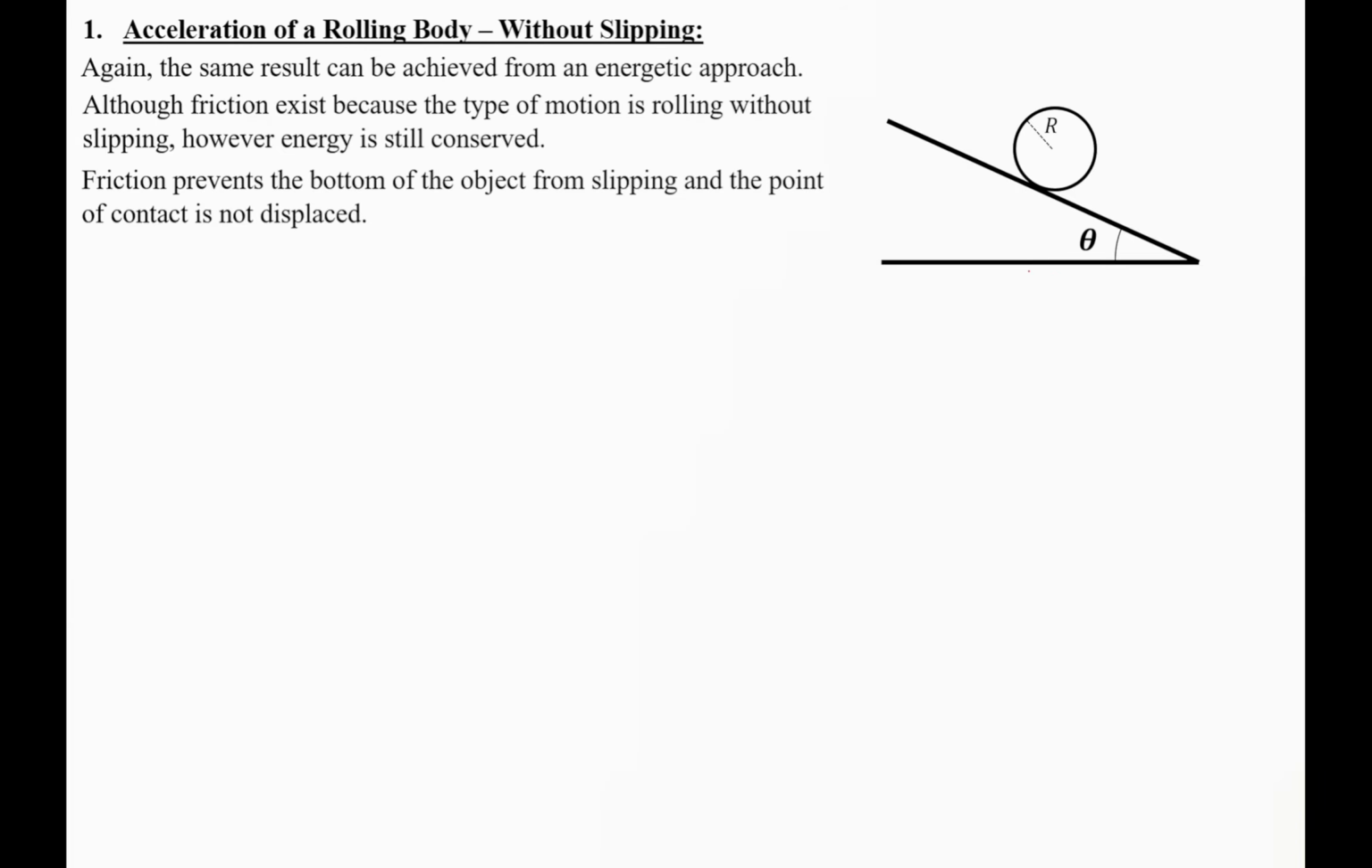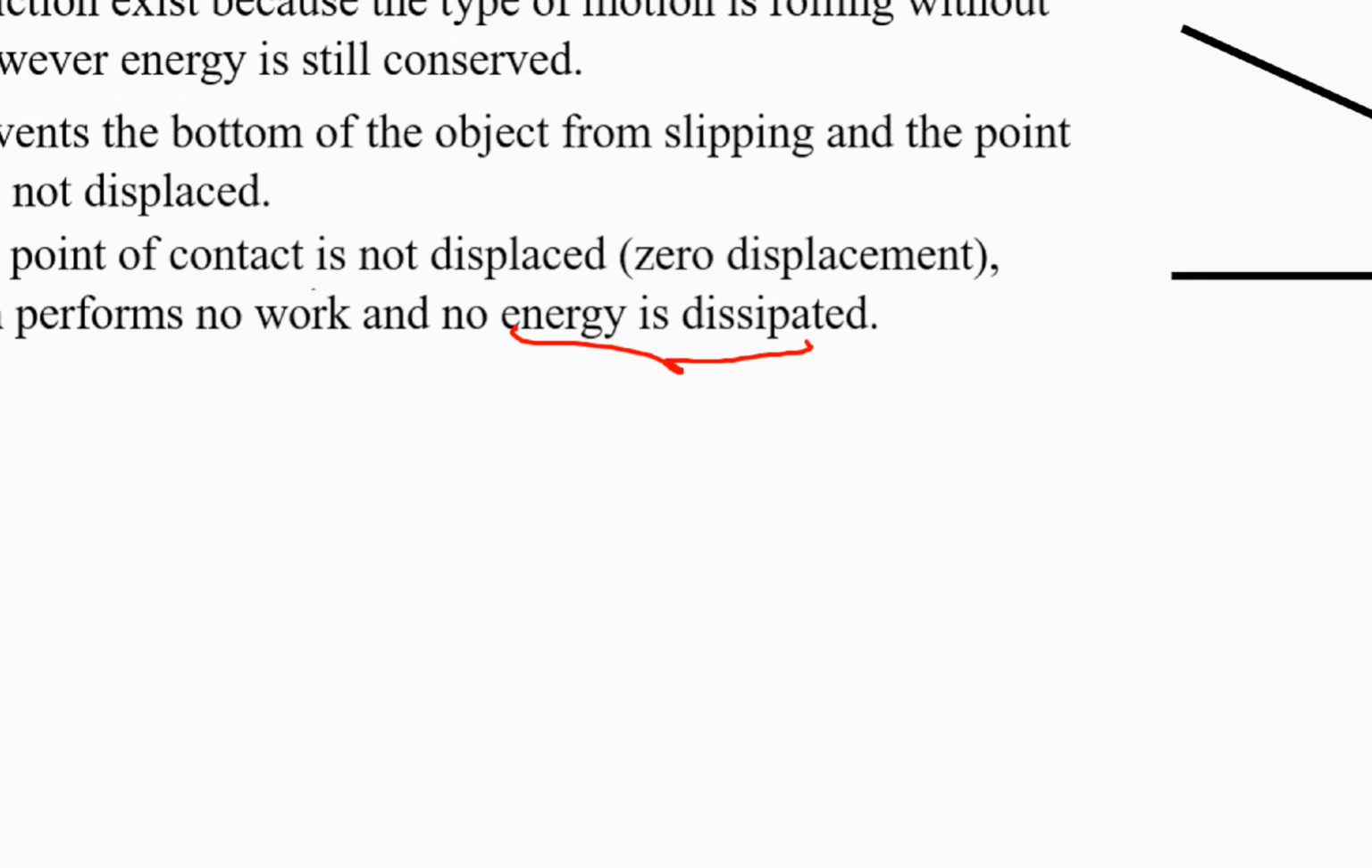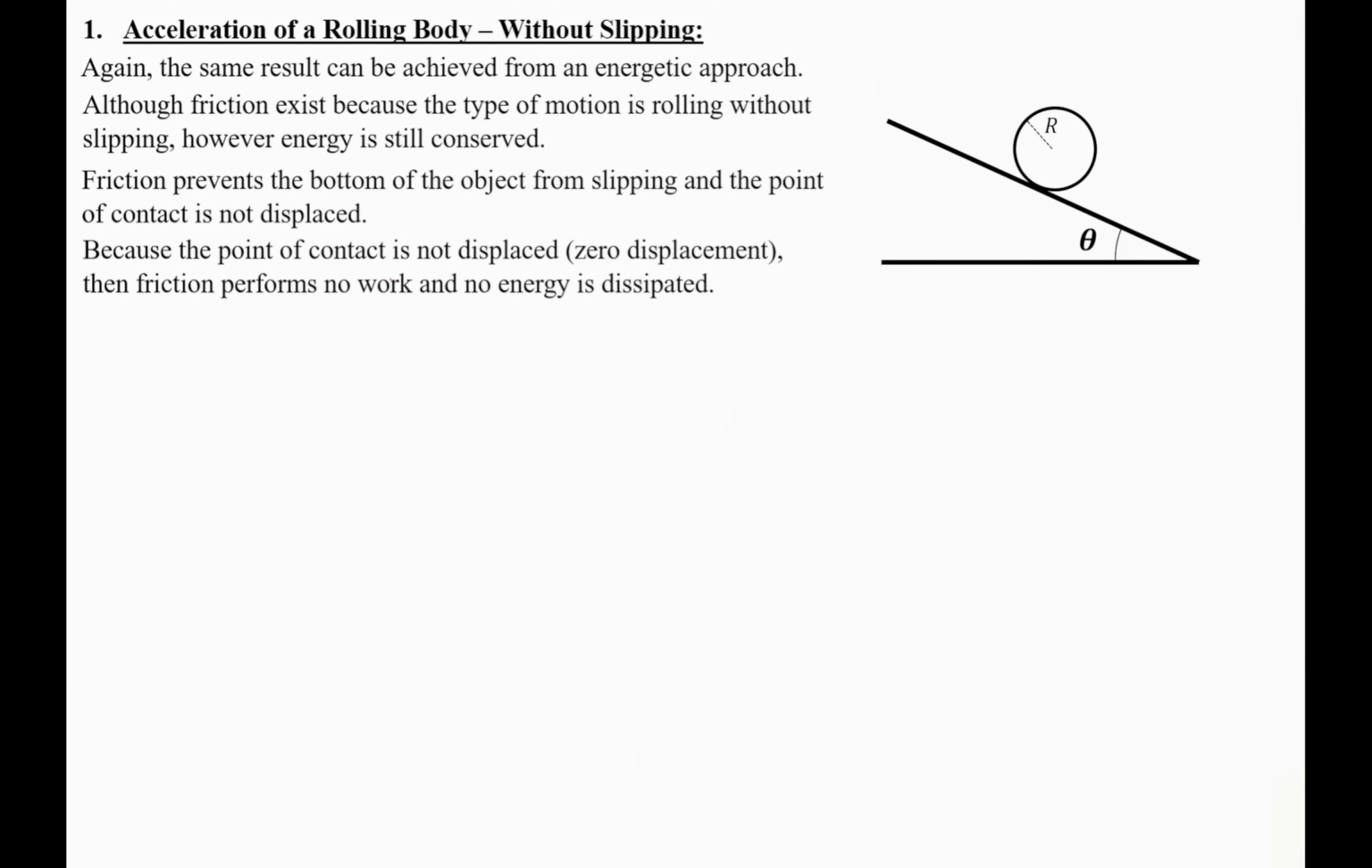And what does it mean that the work done by friction is 0? The friction itself is not dissipating energy. Because the point of contact is not displaced, 0 displacement, friction performs no work and no energy is dissipated, because whenever we're asked about the energy dissipated, it means that we need to calculate the work done by friction. Luckily enough, although we have friction, in this case friction performs no work, and we can still apply the conservation of energy safely.